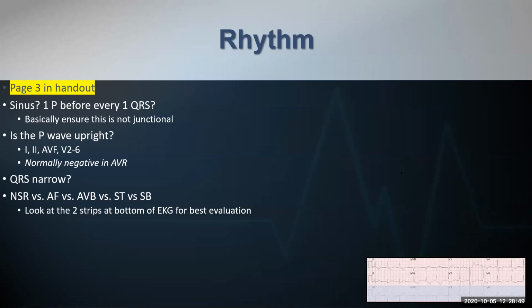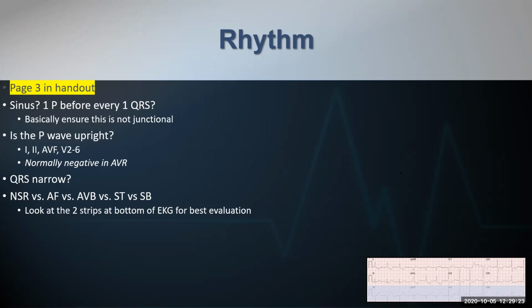And then if you're going to do rhythm, same thing, page 3, you're trying to decide first, is it sinus? Is there 1 P before every 1 QRS? This is just to ensure that it's not a junctional rhythm or even like a 3rd degree AV block. You want to make sure those P waves are upright because again, it could be somewhat negative in a junctional rhythm because that activity is being generated by the ventricles themselves in the bundles. So I, II, aVF, and V2 through 6 are typically where we see the P waves being upright, but for the most part, people will use lead II and I as their determinations.